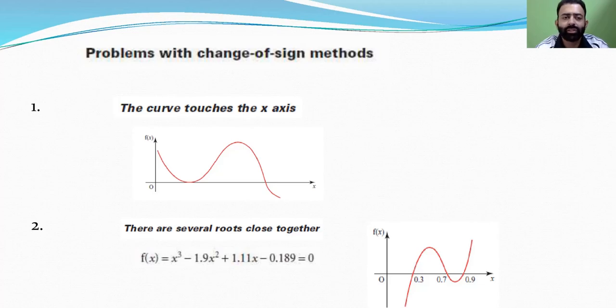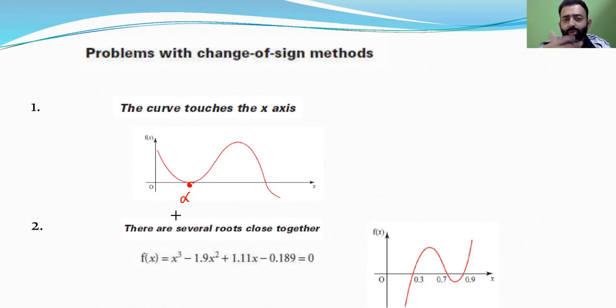Today we are going to discuss some problems with the change of sign method. What are the drawbacks that are inherent in using the change of sign method? First is if the curve touches the x-axis. If a curve is touching the x-axis, that means we have a root here. This value is your root, alpha.